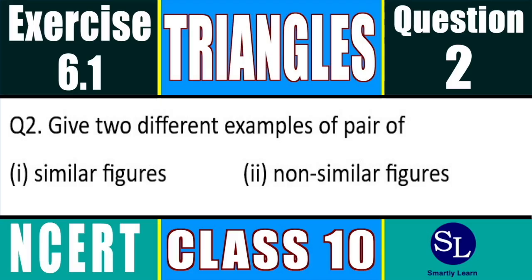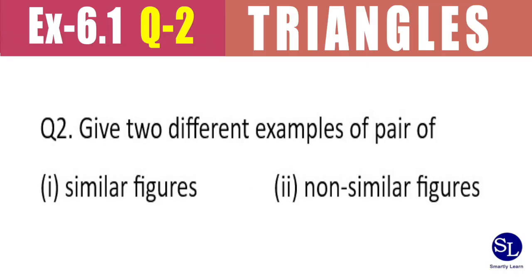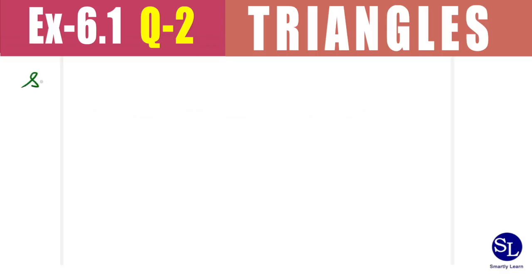In this video, let's see how to solve the second question in exercise 6.1. Give two examples of a pair of similar figures in the first case. Now slowly try to define what the word similar means. In order for two figures to be similar, they have to be proportional in size.